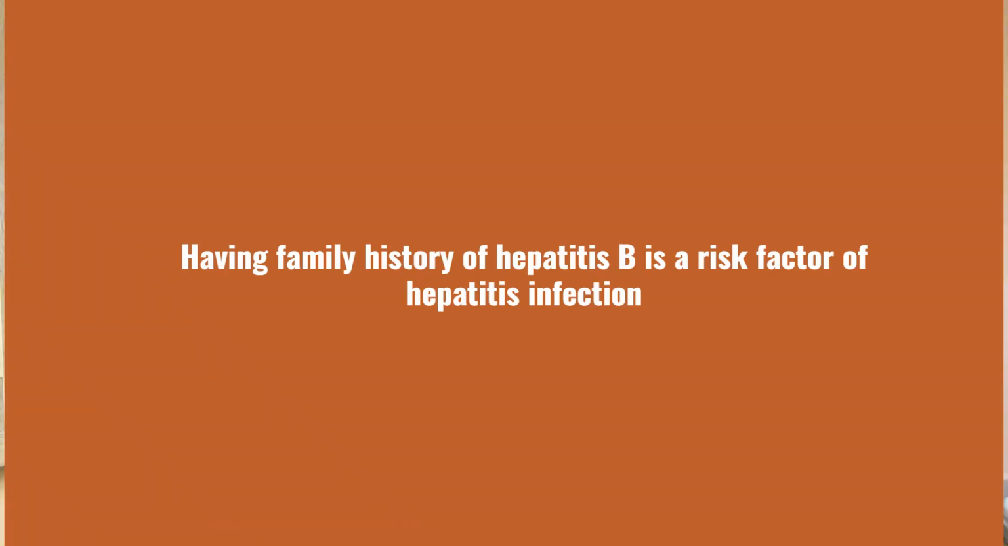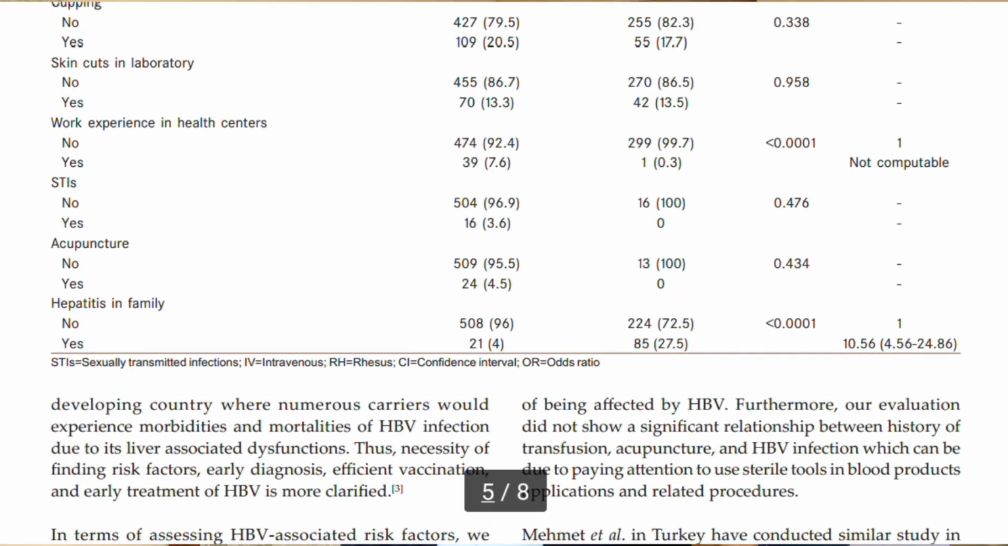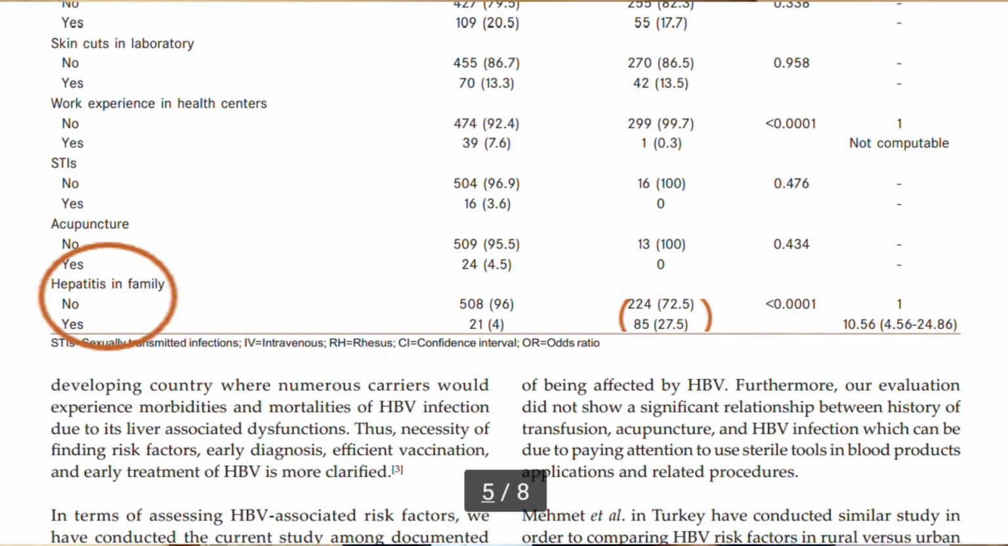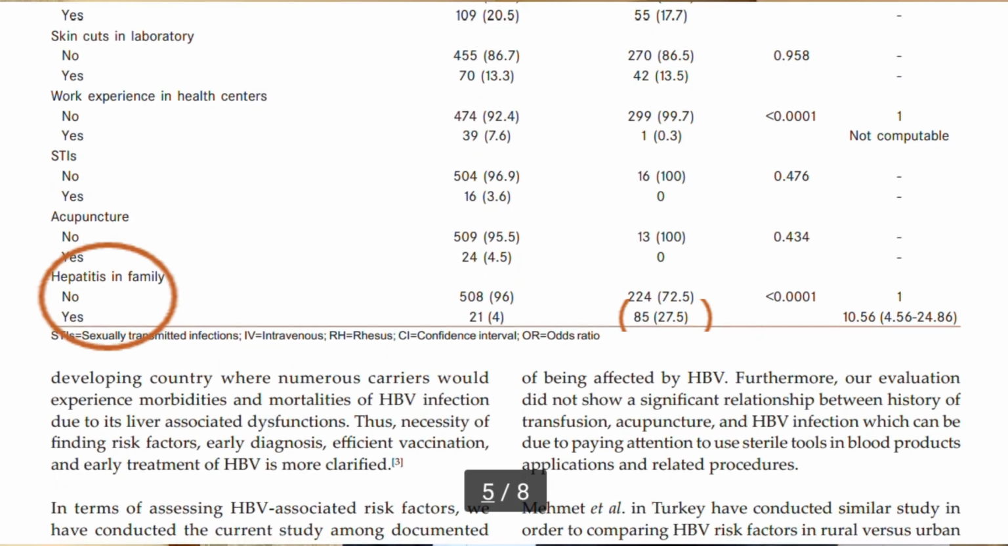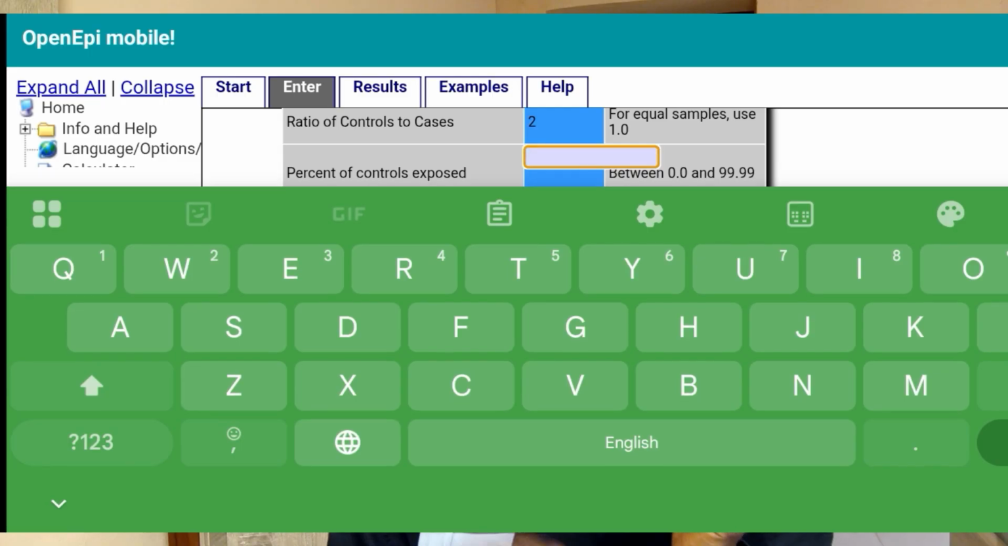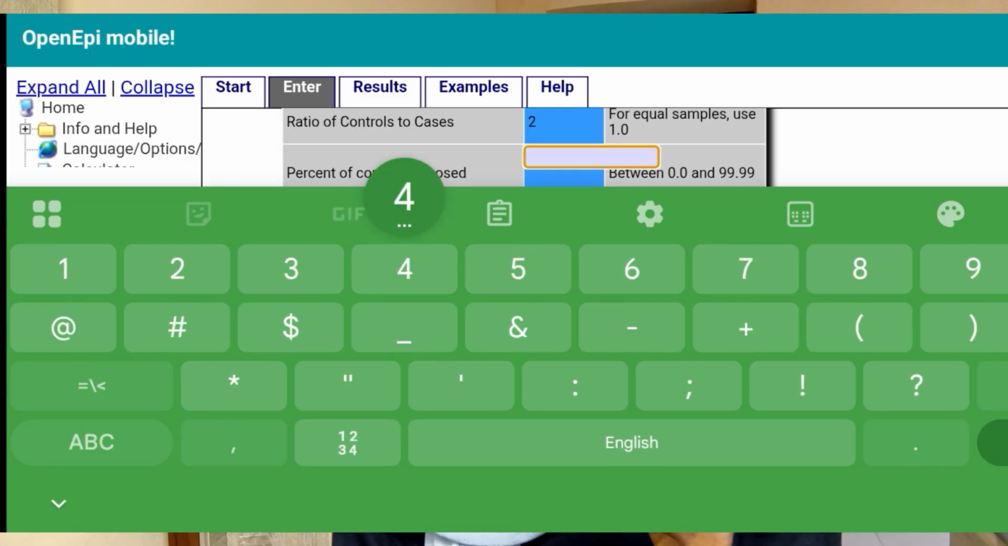So for this calculation, let's use this example. We are studying whether having a family history of hepatitis B is a risk factor for hepatitis B infection. I pulled up the study, and the results showed that 27.5% of the participants had a family history of hepatitis B. That's on the cases side. It also found that 4% of the participants from the control group have a family history of hepatitis B. So these are the values that we are going to be using in this calculation.